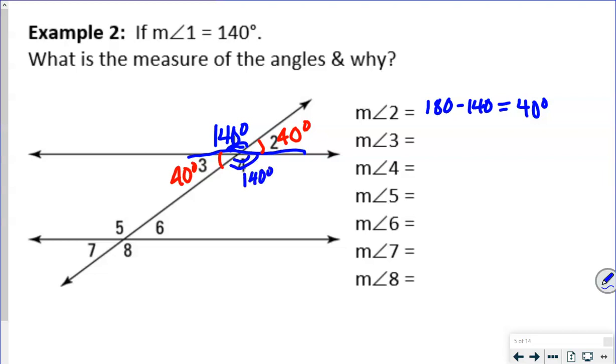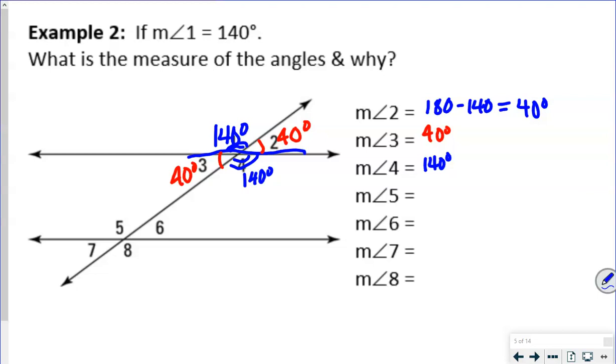Okay, so we now have 3 and 4. We have that angle 3 was 40 degrees because it was a linear pair, and a vertical angle to 2. And then 4 was 140. Why? Because it was also a vertical angle to angle 1. All right, so now let's see what we can figure out next.